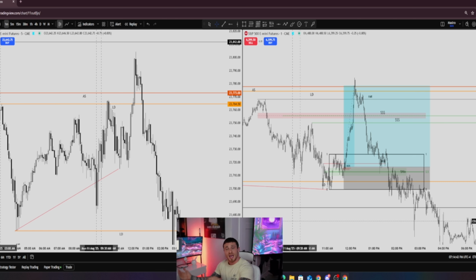We see that ES comes down. We sweep out London session lows. NASDAQ's still all the way up top. It's lagging way behind. Excuse me. We form that 15-minute SMT off of those London session lows.